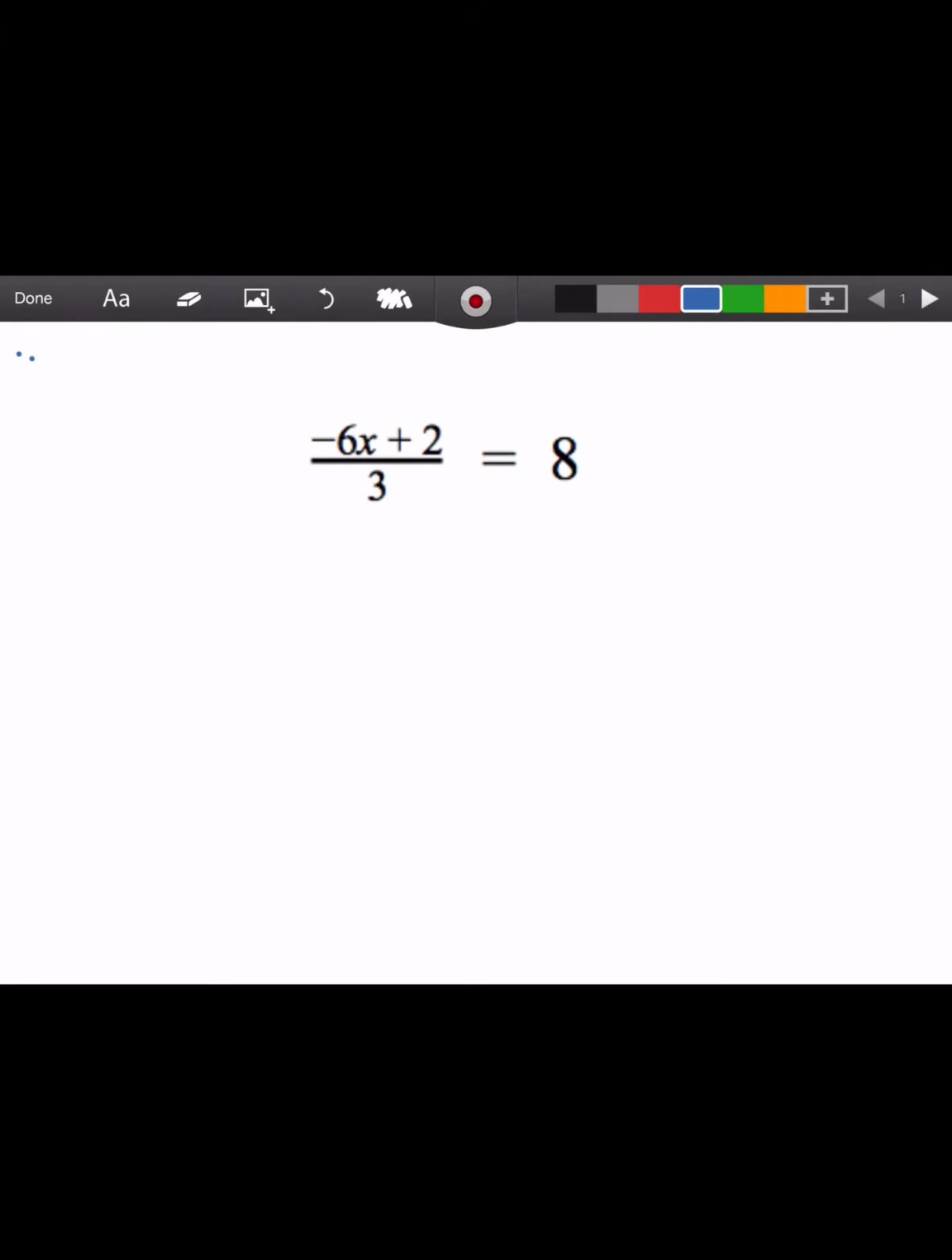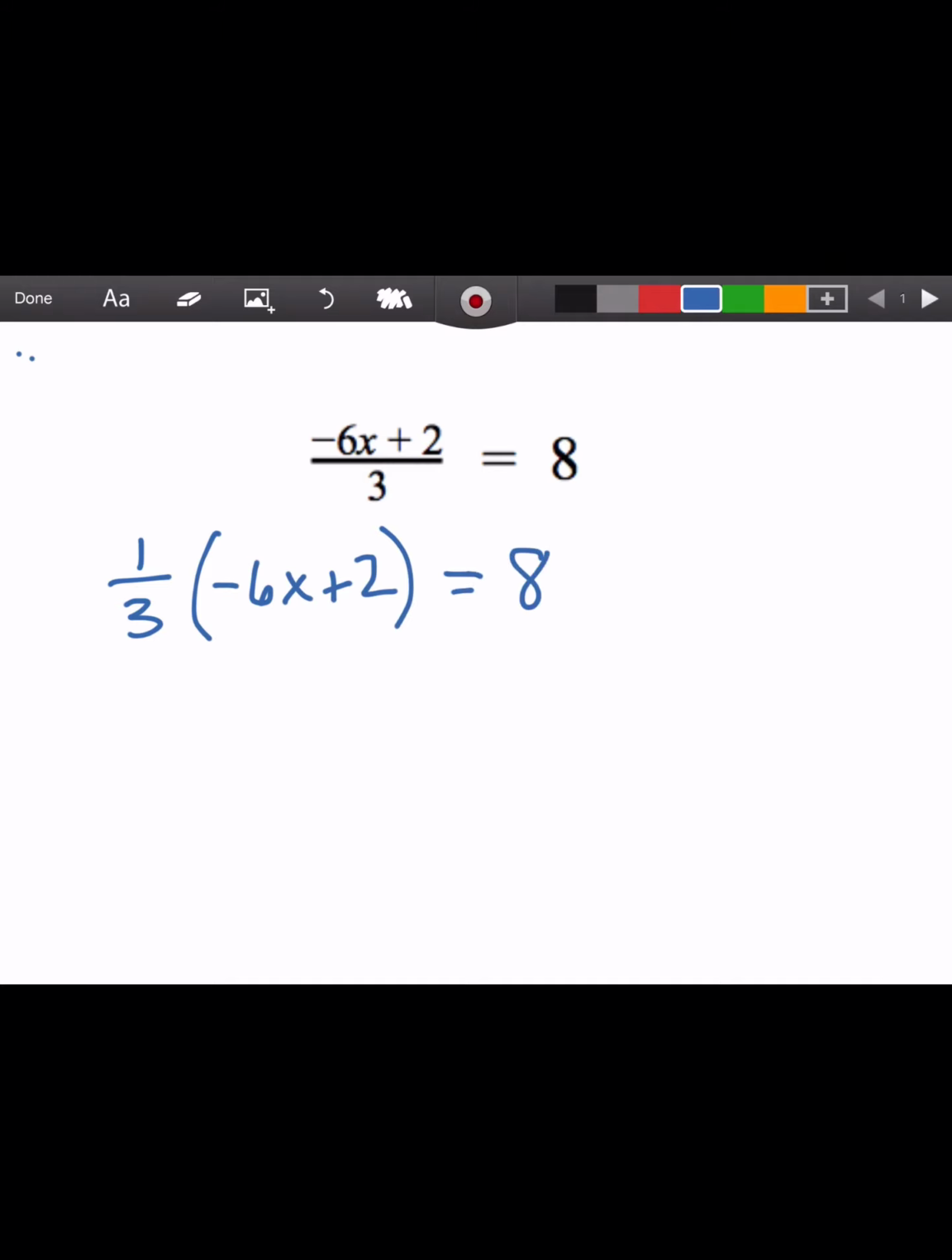Okay, to solve these types of problems, we need to really understand what this division bar means. So it's helpful to think about rewriting this problem so you see what's happening to the numerator. This equation can be rewritten as 1/3 times negative 6x plus 2. Dividing by 3 is the same as taking a third of something.